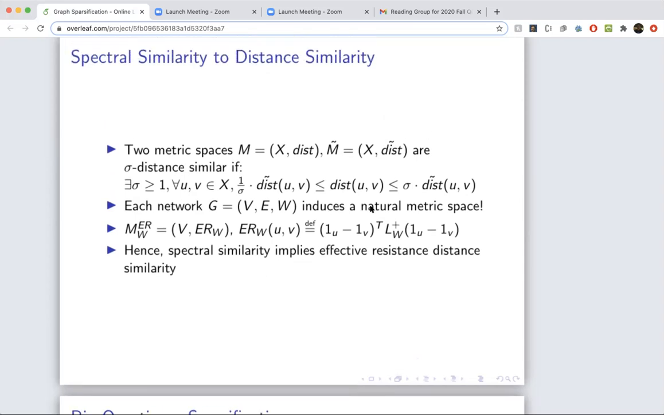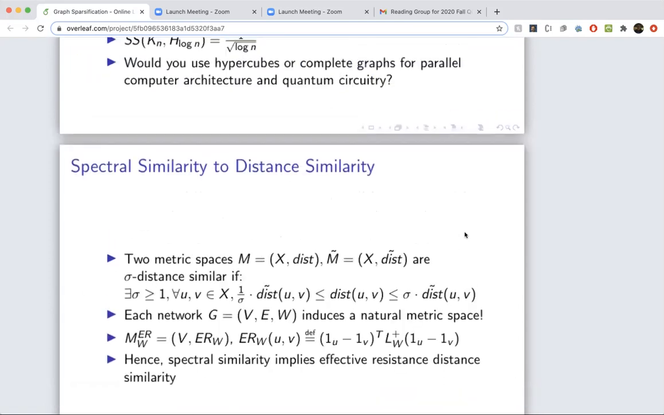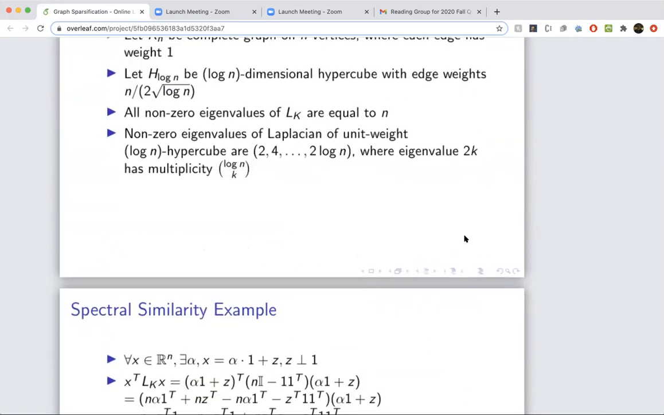Of course, yes. So the induction of this natural metric space is the effective resistance. The part of the network that induces the metric space is actually the W. The reason is that we can define a distance between two nodes U and V in a graph to be equal to the effective resistance between the two nodes, which is (delta U minus delta V) transpose, times the pseudo inverse of the Laplacian of W, times (delta U minus delta V). And we find that with this definition of distance, this is exactly the same as spectral similarity as we had shown earlier.